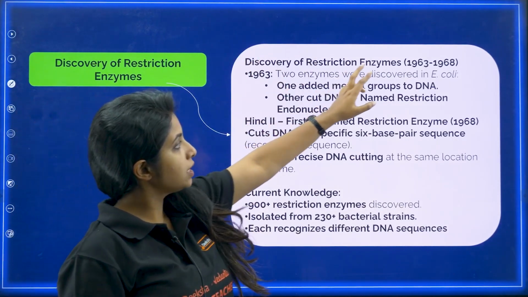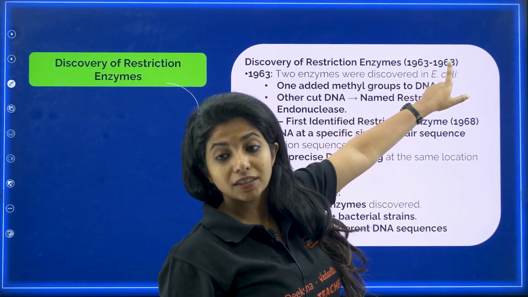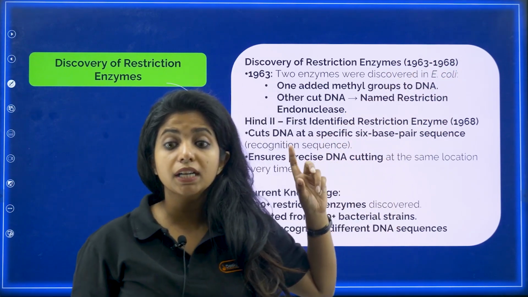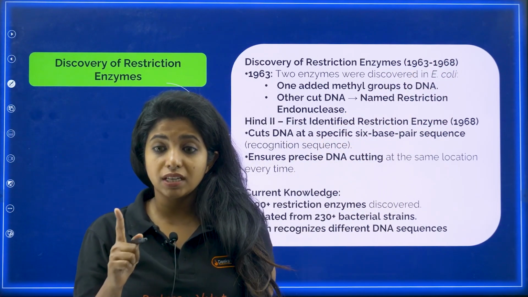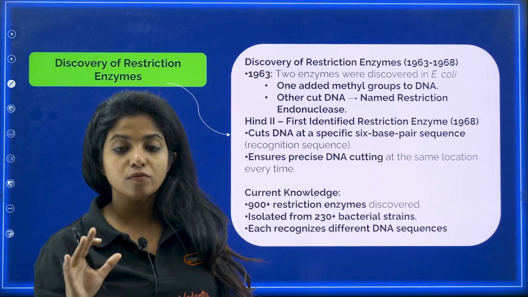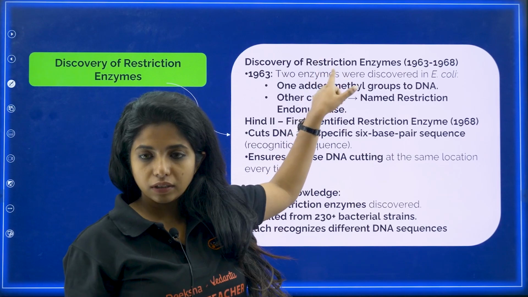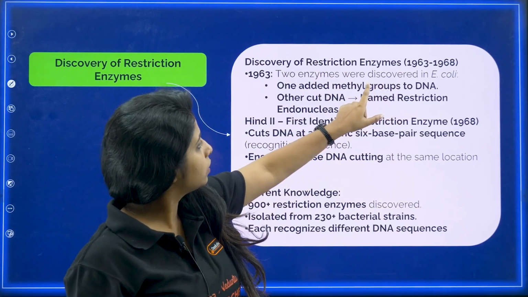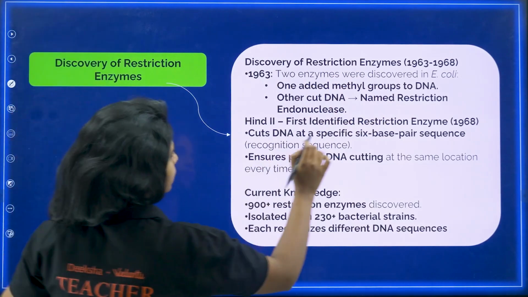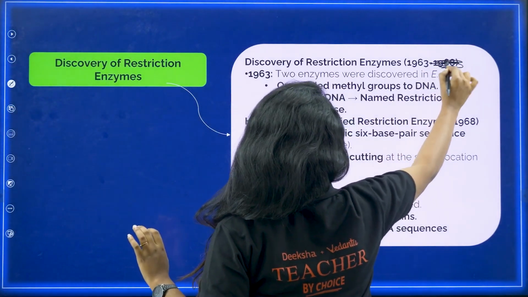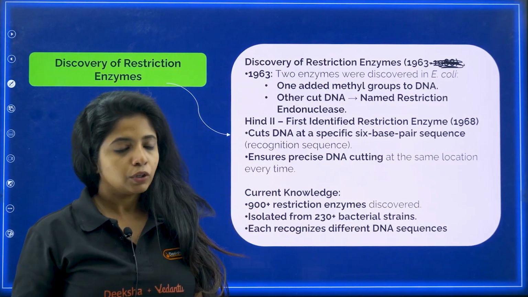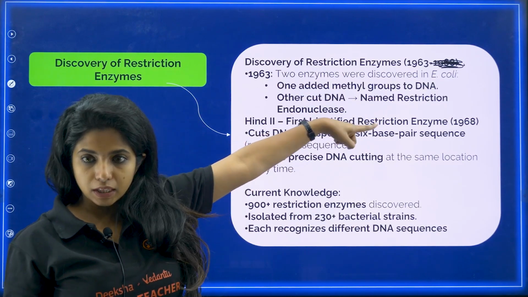The discovery of restriction enzyme was done in the year 1963. Now, 1968 is not given in NCERT, but it is said the first identified restriction enzyme was almost around 5 years after the discovery of this particular enzyme. Okay, let's not confuse you guys. So the discovery of restriction enzyme basically started in the year 1963. Two enzymes were discovered in E. coli. This was the thing, okay.